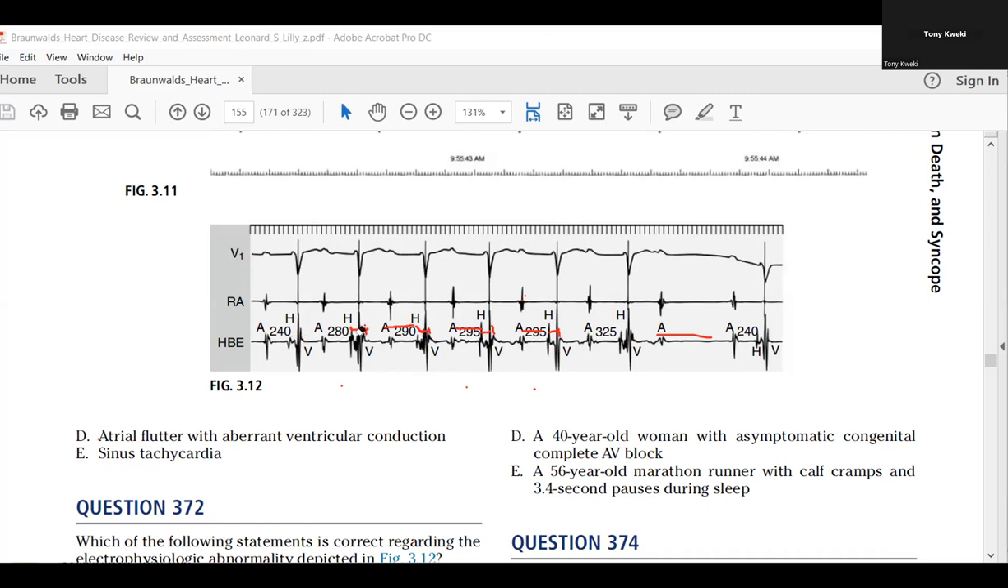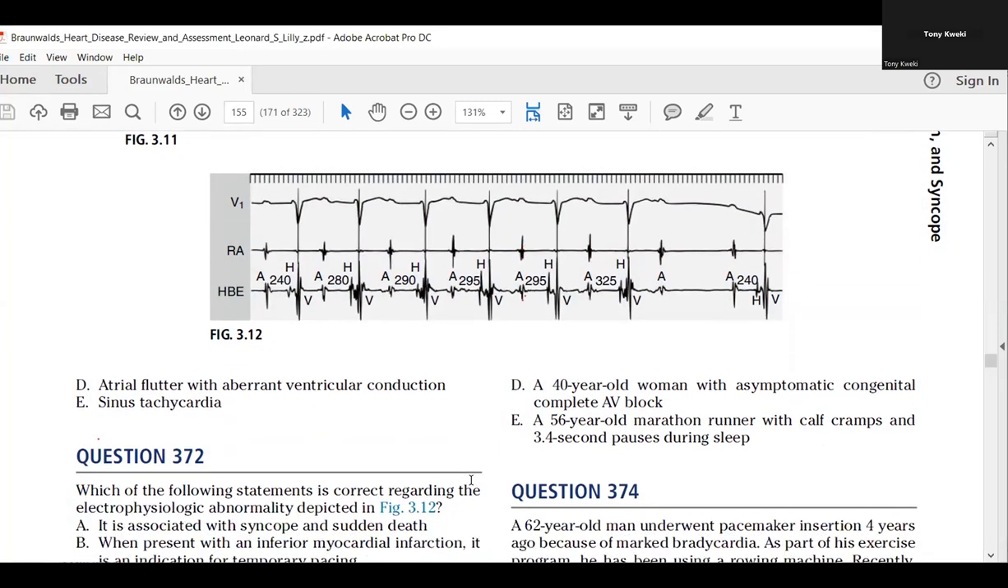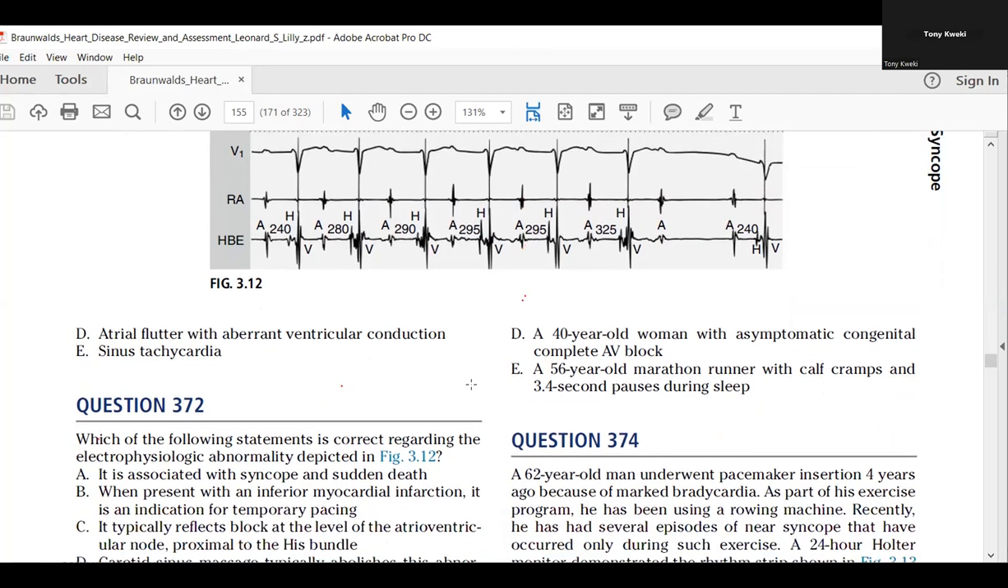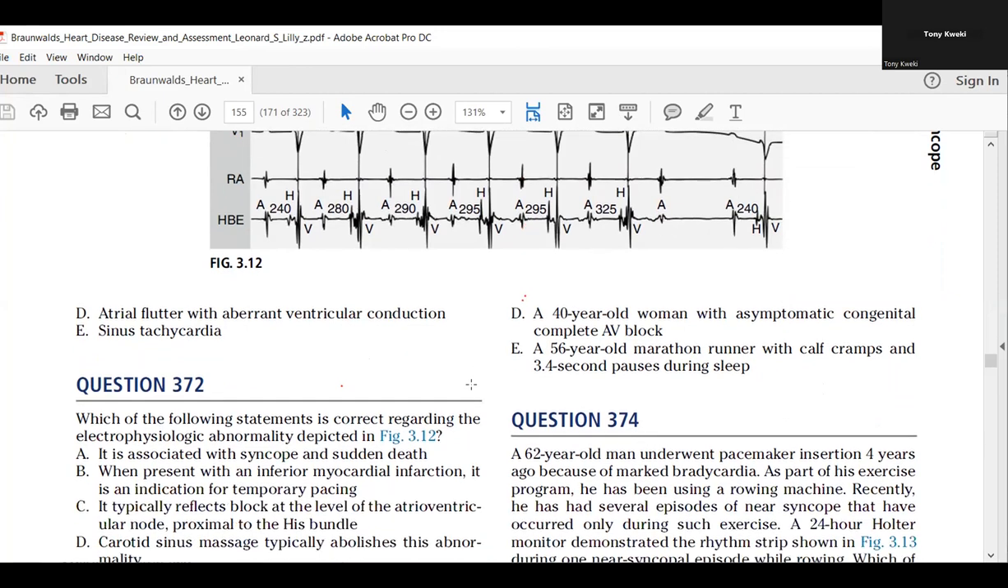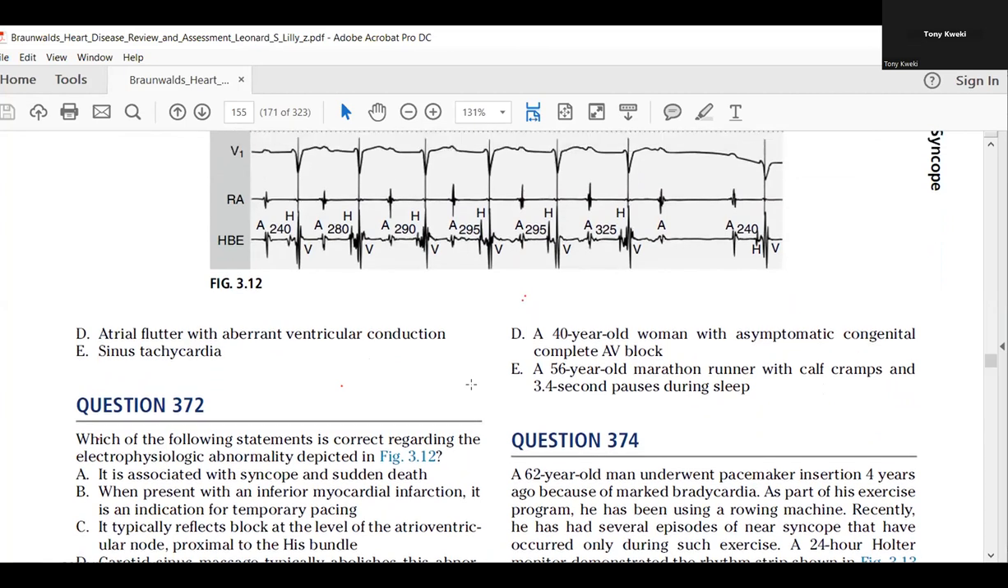Just to also note that the normal AH interval is between 50 and 120 milliseconds, and the normal HV interval is between 35 and 55 milliseconds. So the HV is actually smaller compared to the AH. Even using this as our guide, you will see that the AH is already 240, 280, 290, 295, 295, 325. So it's a pointer that the AH interval is prolonged.